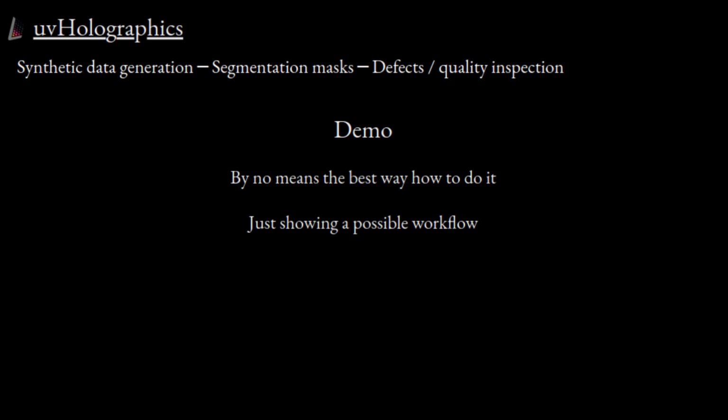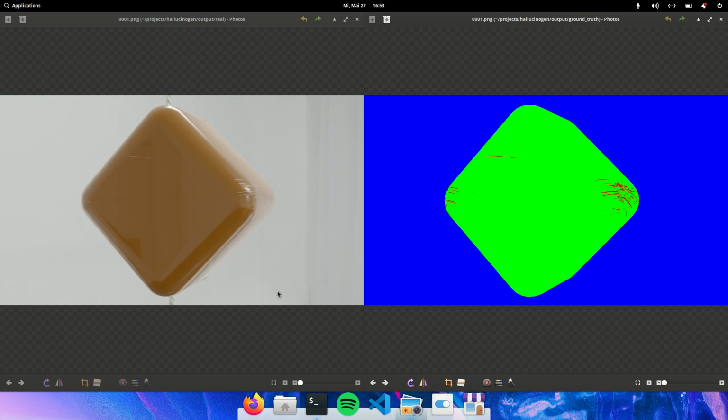So in this part of the video I will show you a quick demo of the add-on. This is by no means the best way to do it, it's just a possible workflow. In this demo I'll show you how to use my script and how to recreate this simple cube with scratches on it. On the left you can see the realistic render, and on the right you can see a ground truth mask.